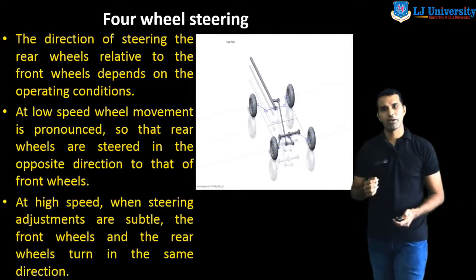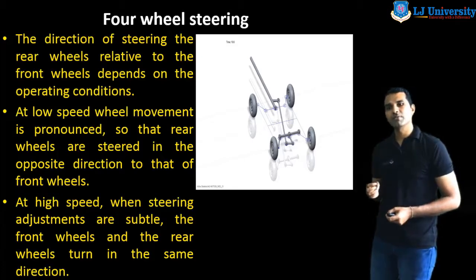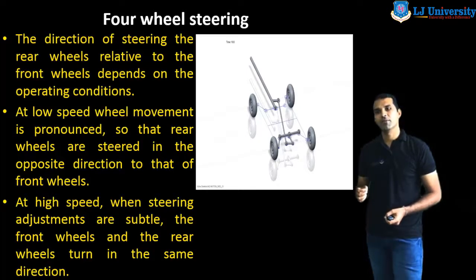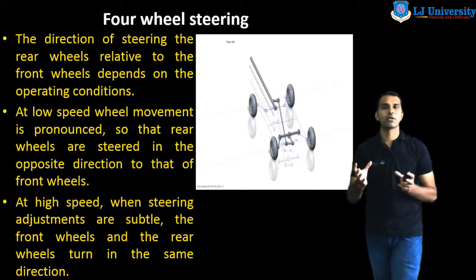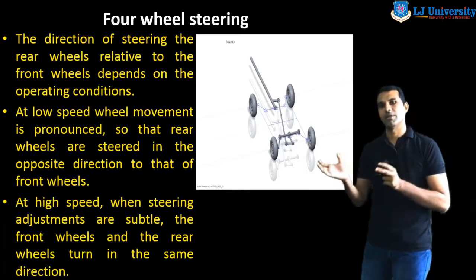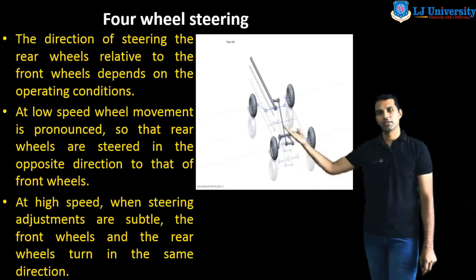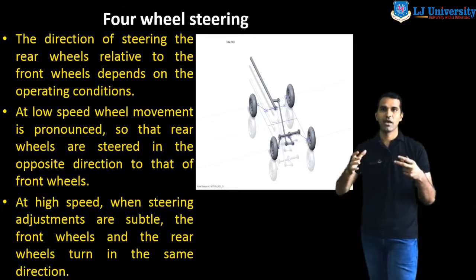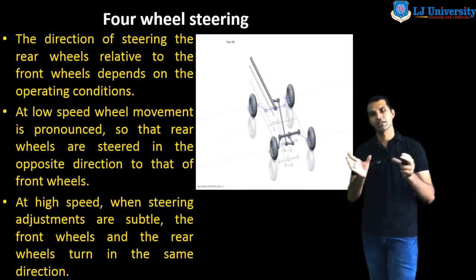Now the second one is at high speed. At high speed, when the steering adjustments are subtle, the front wheel and the rear wheel turn in the same direction. So at high speed, the direction of the turning of the wheels is the same. So this is the working of the four-wheel steering system. It is divided according to the speed: at low speed, the front and rear wheels move in opposite directions, and at high speed, both move in the same direction.